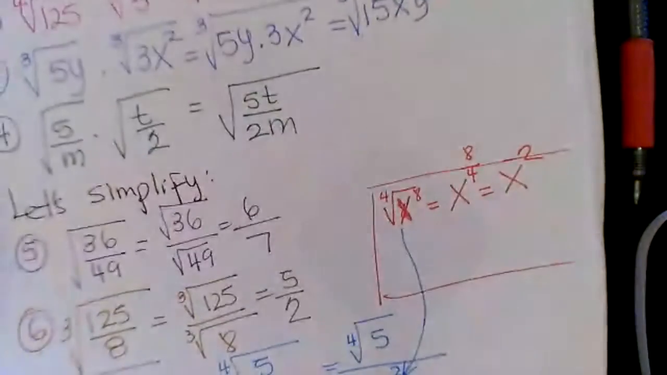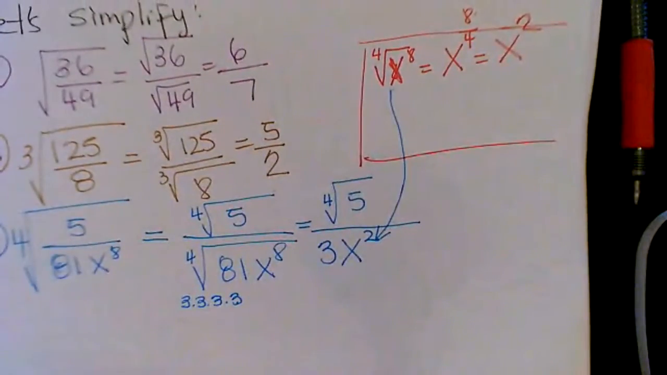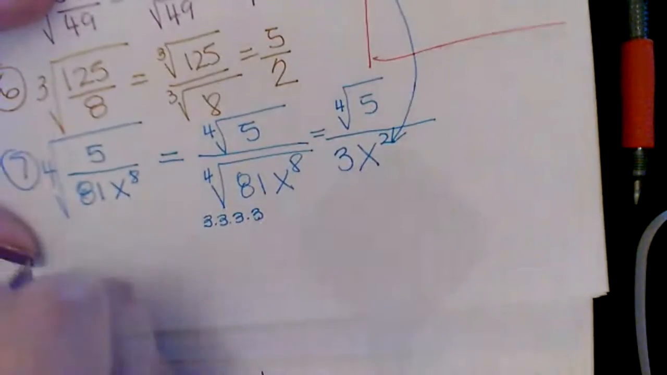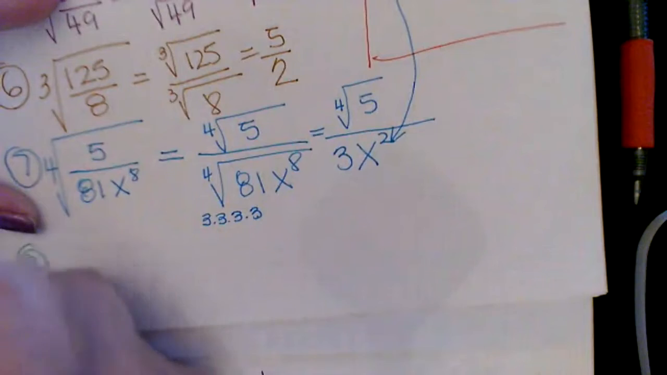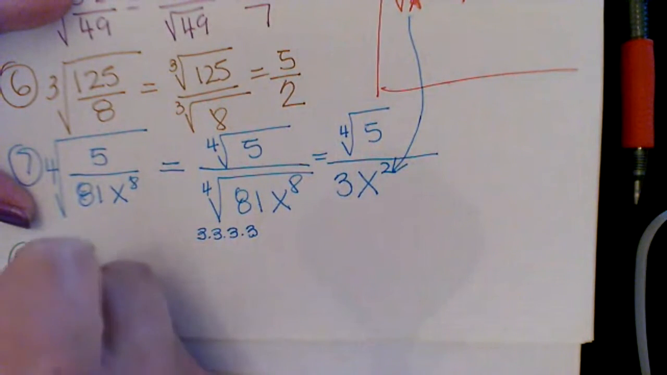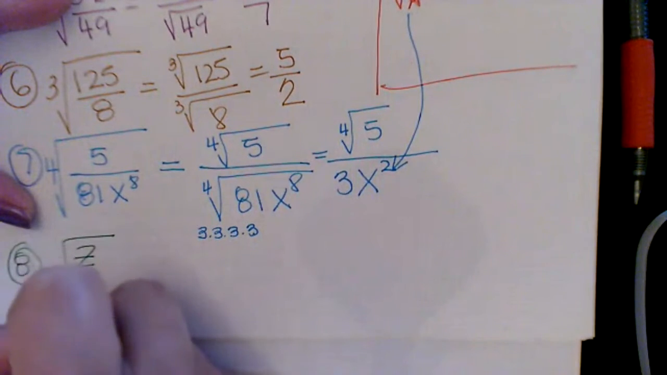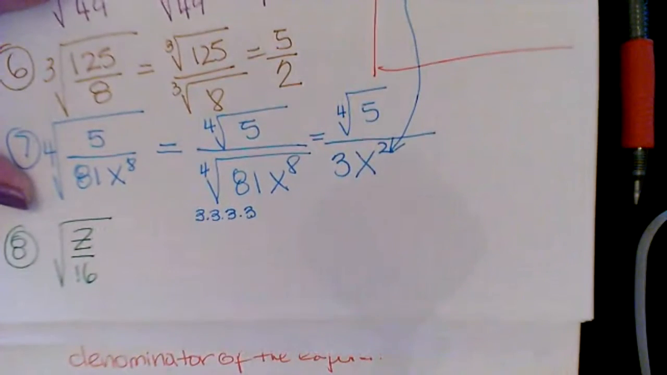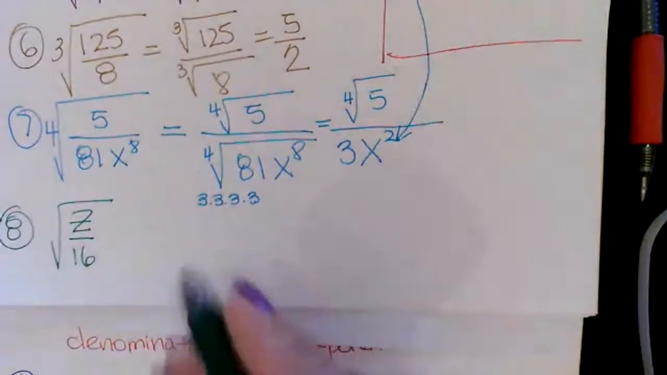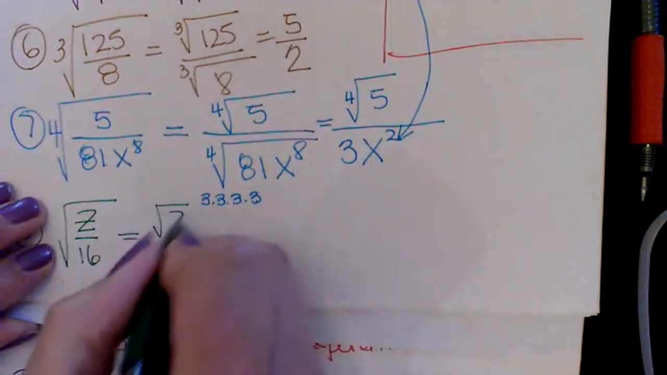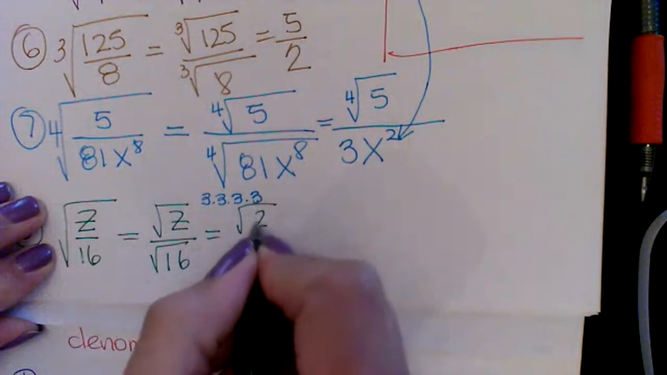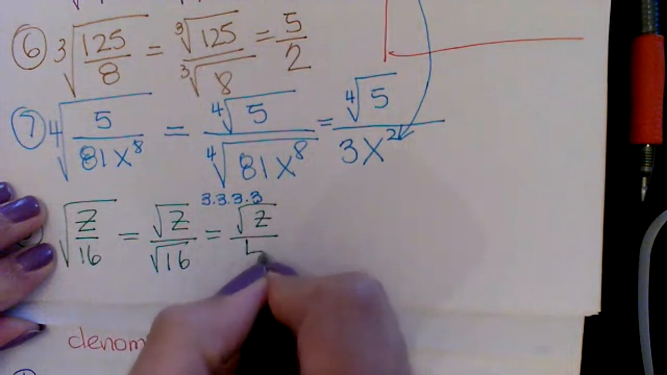And the last one that I have here, number 8, is the square root of z and 16. So that's going to be the square root of z divided by the square root of 16. This is going to stay the same, but this one is going to be 4.